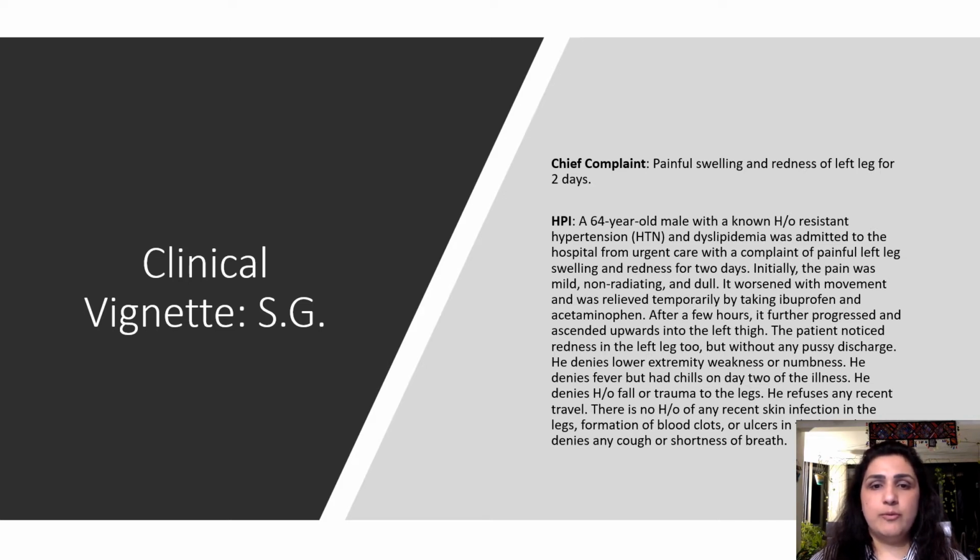After a few hours, it further progressed and ascended upward into the left thigh. The patient noticed redness in the left leg too, but without any pus discharge. He denies lower extremity weakness or numbness. He denies fever, but he had chills on day two of the illness, and he denies history of fall or trauma to the legs. He refuses any recent travel. There is no history of any recent skin infection in the legs, formation of blood clots or ulcers in any of the legs, and he also denies any cough or shortness of breath at this time.